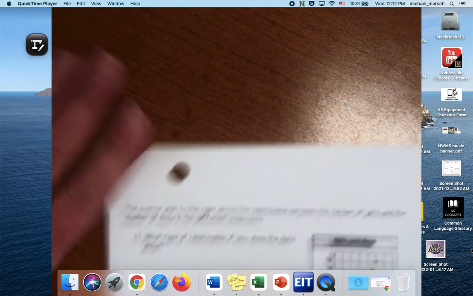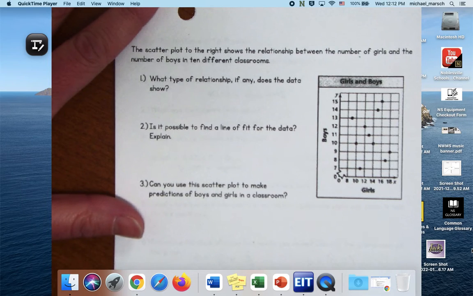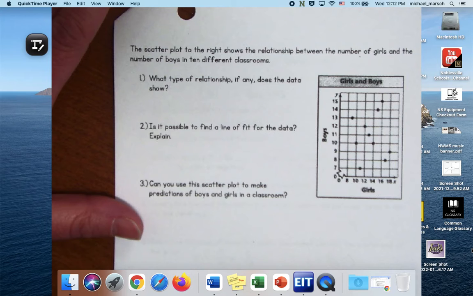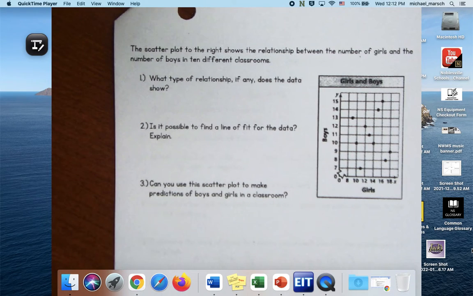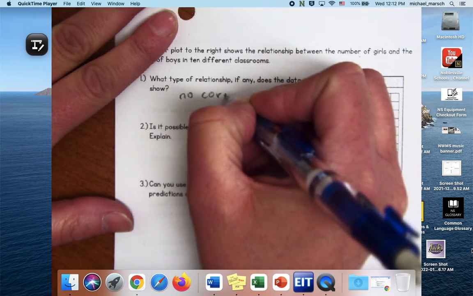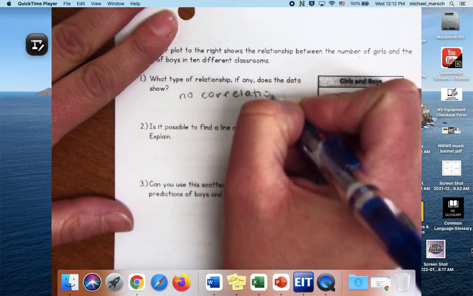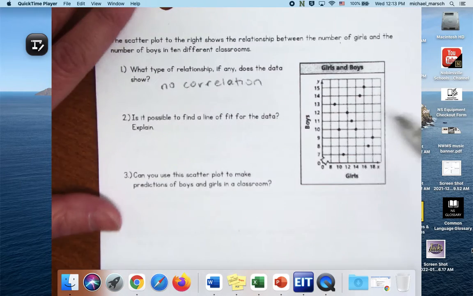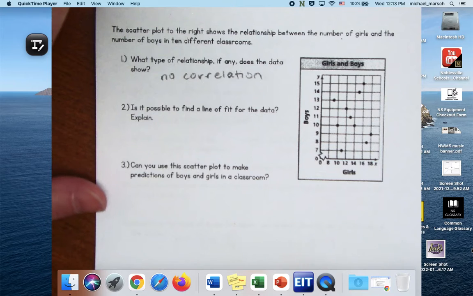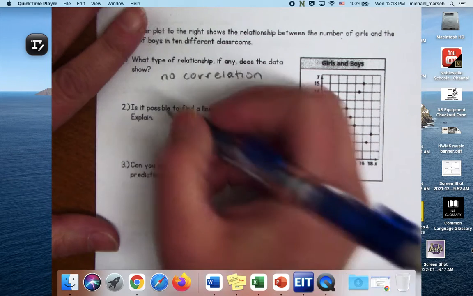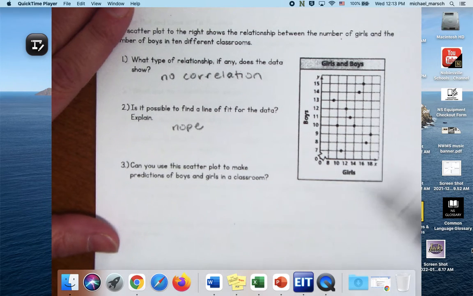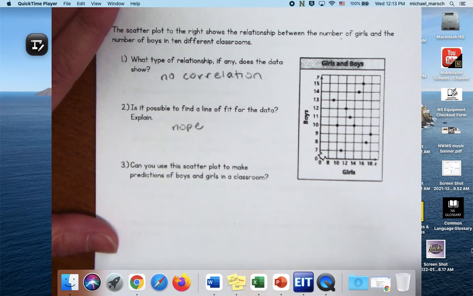I don't know if you guys got to this, but it's pretty easy. We're talking about the number of girls compared to the number of boys in a class, in 10 different classrooms. What type of relationship does this have? Non-linear. It's going to be no correlation. There's absolutely no rhyme or reason, right? This is just like somebody threw up confetti and the points landed. Can we find a line of fit? Nope. You can't draw a line with this. There's no way to come up with any of that.